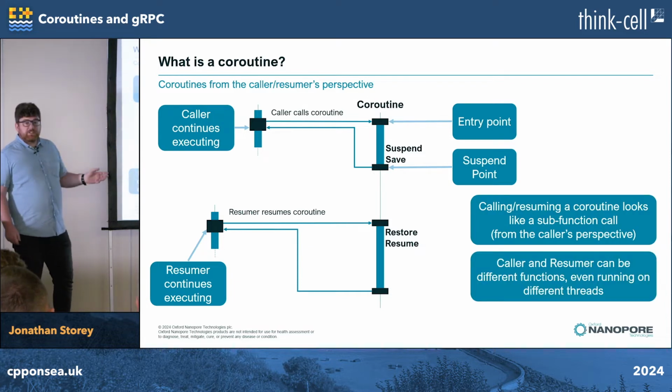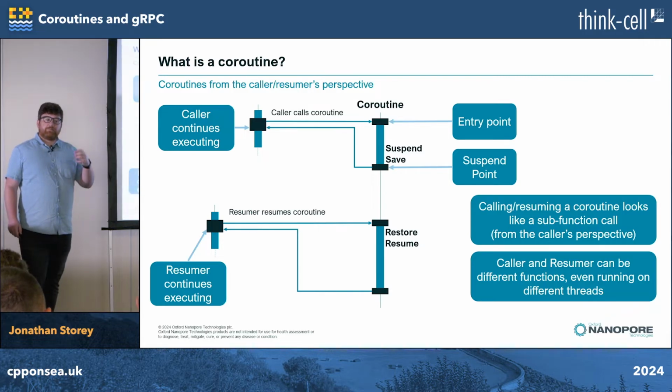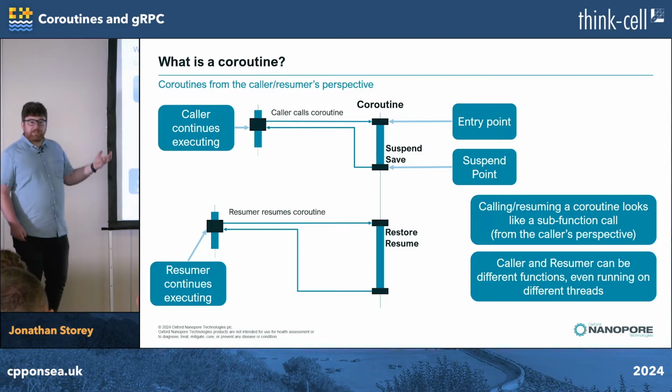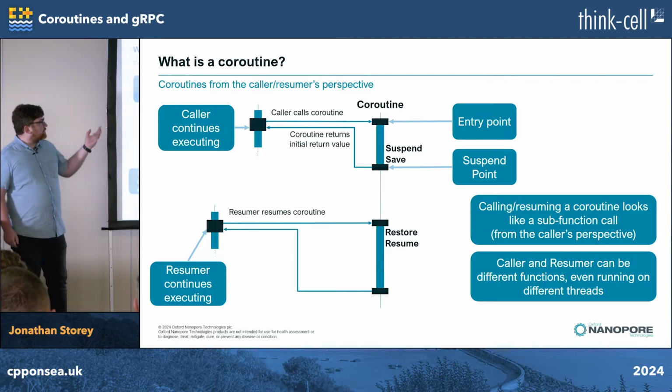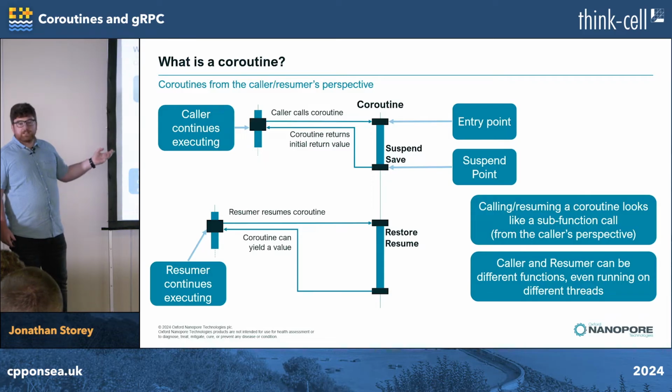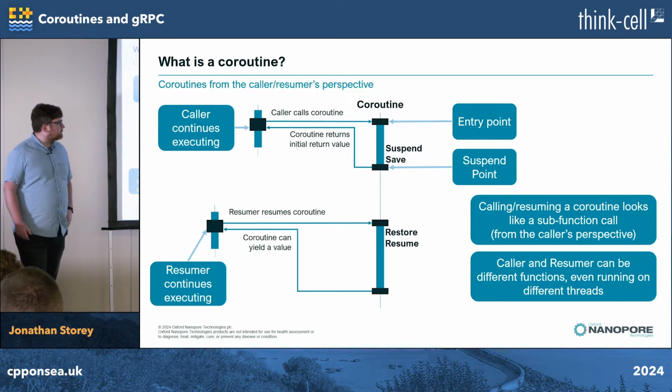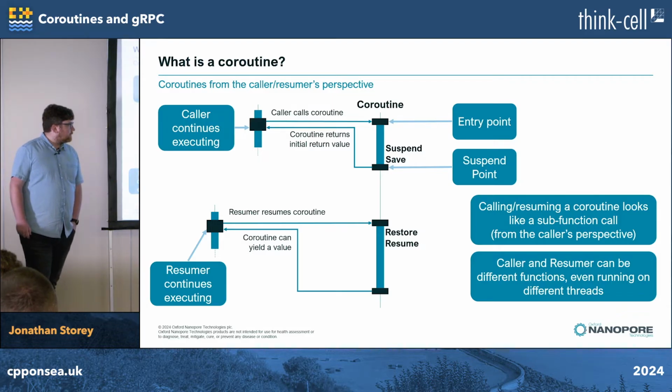The caller and the resumer can be different functions, so you could hand off your coroutine to another thread, and it could be resumed on another thread. And you can also return an initial return value from the coroutine when it reaches the first suspend point. And you can have a coroutine yield a value either when it finishes or when it reaches the suspend point. And yeah, that's coroutines. Any questions? Hopefully not. Good.